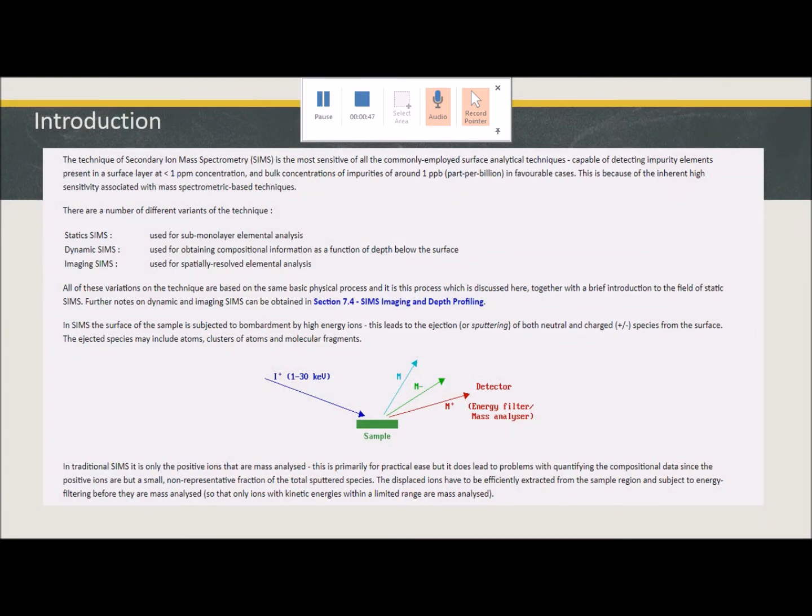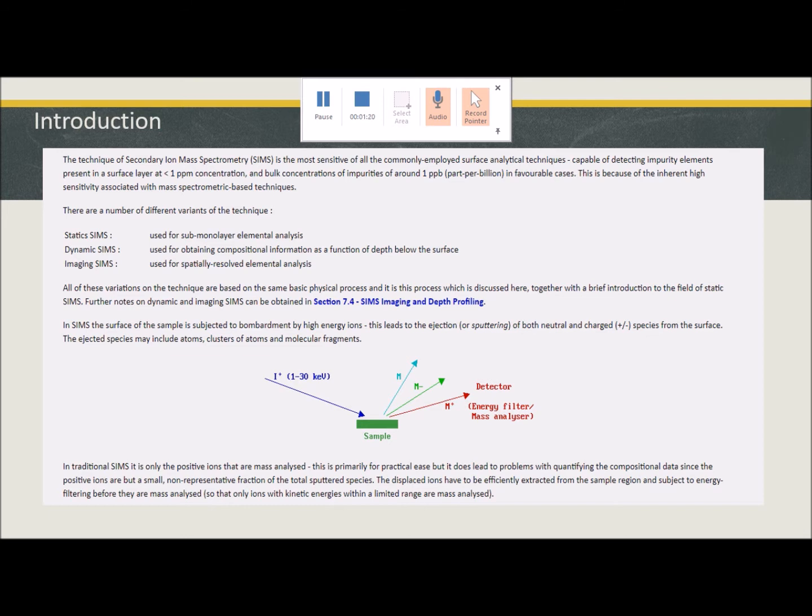For the introduction, the technique of secondary ion mass spectrometry, or SIMS, is the most sensitive of all the commonly employed surface analytical techniques. It is capable of detecting impurity elements present in the surface layer at parts per million concentration, and bulk concentration of impurities of around 1 part per billion in favorable cases. This is because of the inherent high sensitivity associated with mass spectrometry-based techniques.